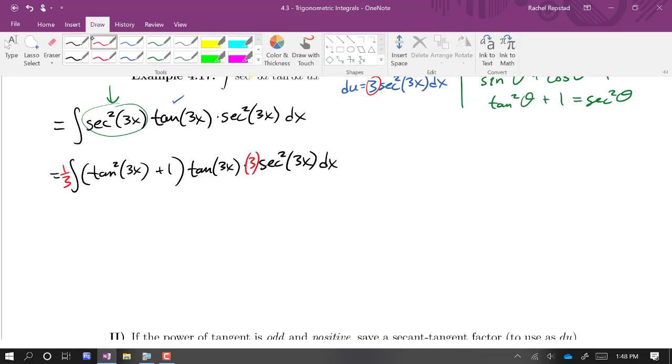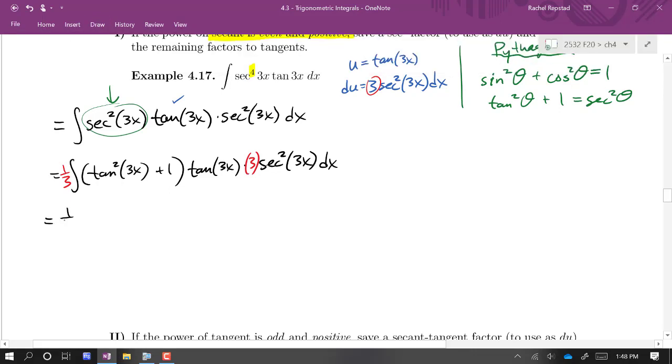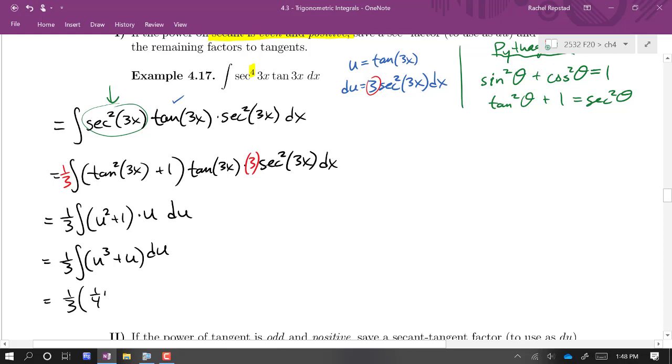Now, rewriting this with u's, we have 1/3 the integral of u squared plus 1, times u du. Now we have an algebraic path forward. We distribute that factor of u and get u cubed plus u. Now we can integrate using the power rule. So we have 1/3 times 1/4 u to the 4th plus 1/2 u squared, plus a constant.